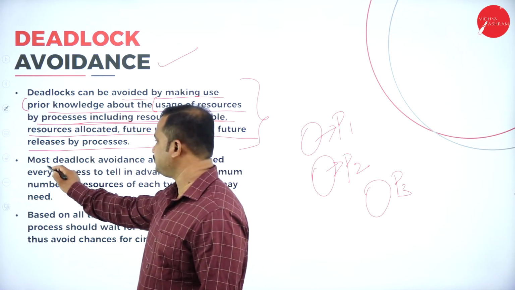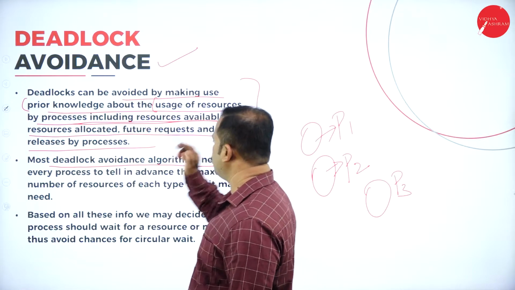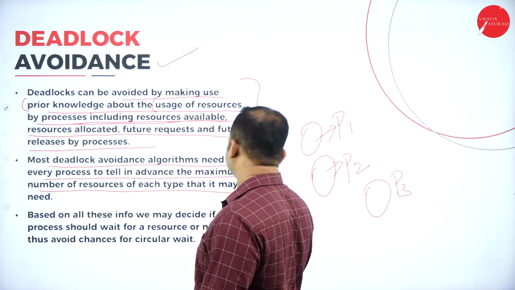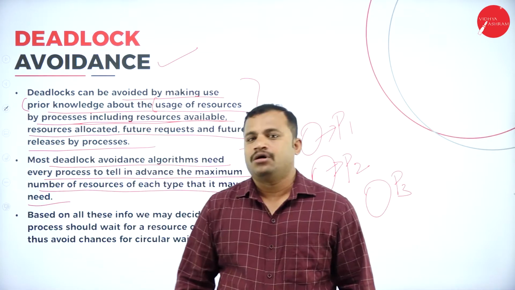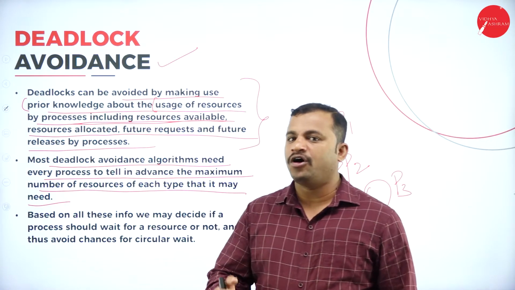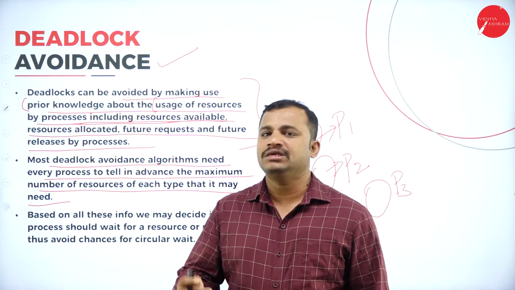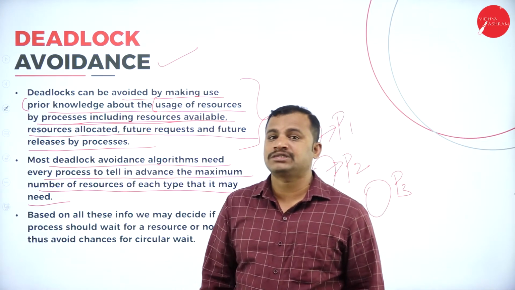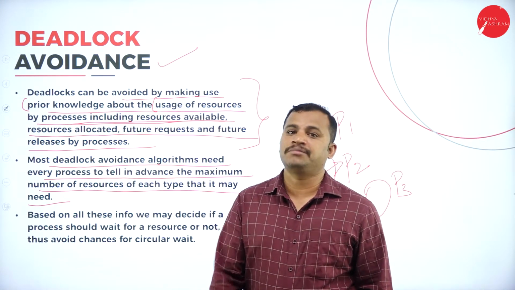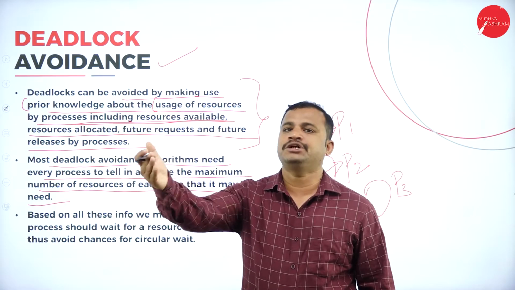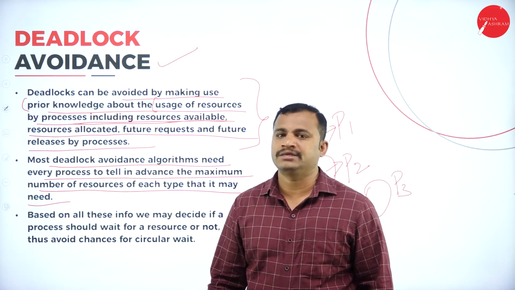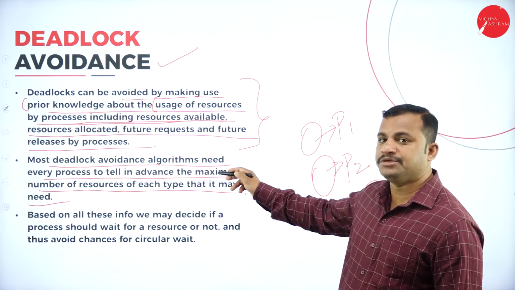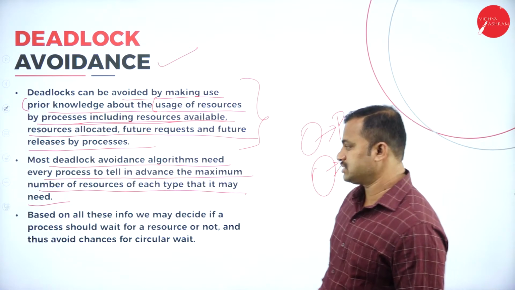Most deadlock avoidance algorithms need every process to tell in advance the maximum number of resources of each type that it may need. All these algorithms must inform the operating system that these are the number of resources required for each process. The operating system may plan according to the requirement of this process and grant permission to use those resources by the process. So this operation and granting of permission must be done by the operating system.